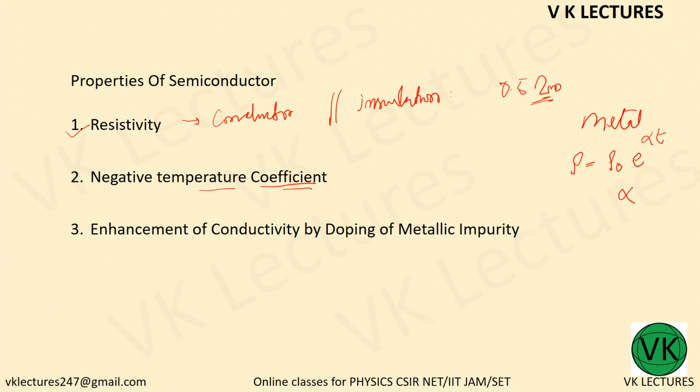Now, the same semiconductor material can have its conductivity enhanced with the help of another doping material, another impurity, usually metallic or non-metallic impurity can be used. Adding impurity is nothing but doping.